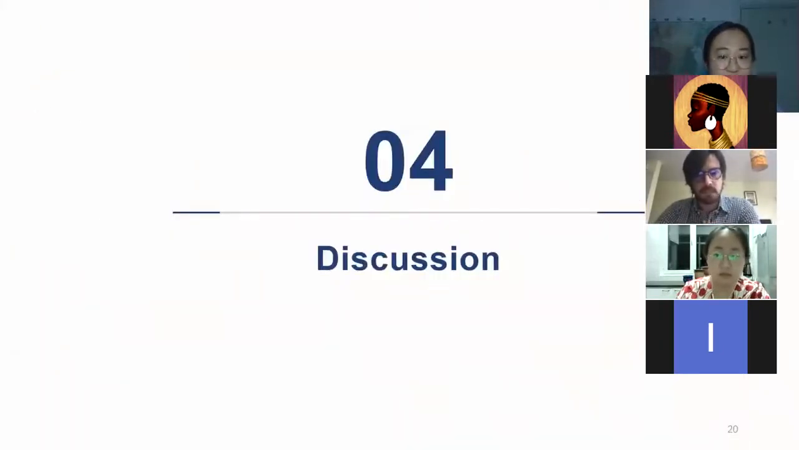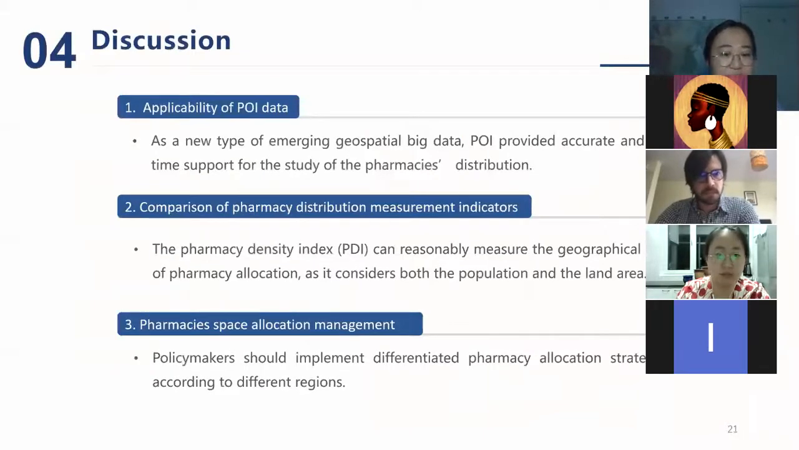Okay, let's move to the discussion part. Firstly, as a new type of emerging geospatial big data, POI provided accurate and real-time support for the study of pharmacy distribution. It is shown that the Pharmacy Density Index can reasonably measure the geographical equity of pharmacy allocation, as it considers both population and land area. Based on our study, we also suggest that policymakers should implement differentiated pharmacy allocation strategies according to different regions.